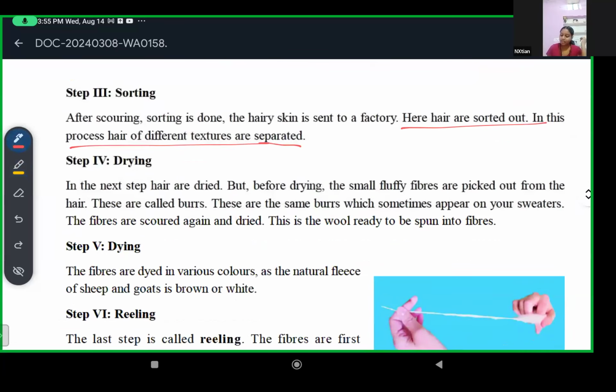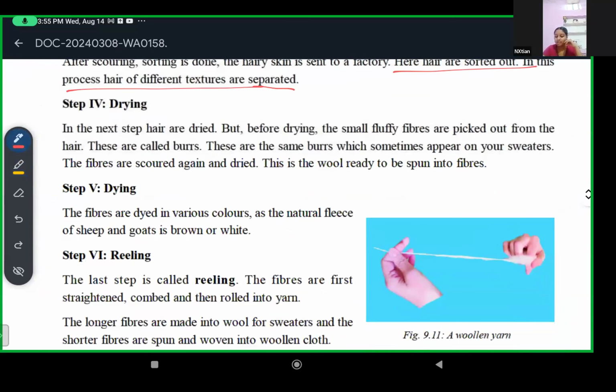All right, and then we have drying. In the next step, the hair is dried, but before drying, the small fluffy fibers are picked out from the hair. These are called burrs. These are the same burrs which sometimes appear on your sweaters. If you've seen small woolen thread pieces coming up on our woolen clothes and sweaters, that is burr. It is picked out and removed from the hair, and then the fibers are scoured again and dried.